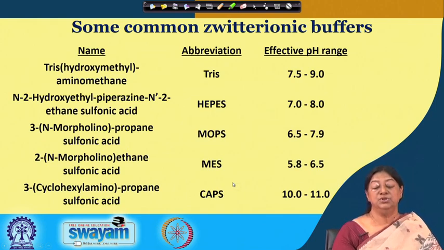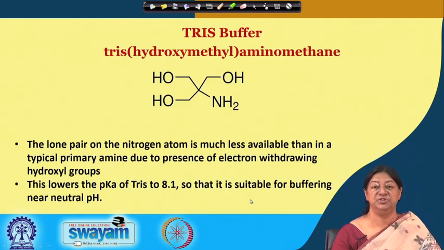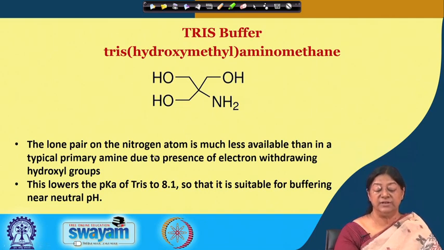Some commonly used Zwitterionic buffers are the Tris buffer, the HEPES buffer, the MOPS, the MES and the CAPS buffer, and the effective pH range is given in this table here. We will just go through some of them to show their uses. For example, the Tris buffer. In this case, the lone pair on the nitrogen atom is much less available than in a typical primary amine due to the presence of the hydroxyl groups, which are electron withdrawing in nature. So, this lowers the pKa of the Tris buffer to around 8.1. So, it is useful for buffering near neutral pH.